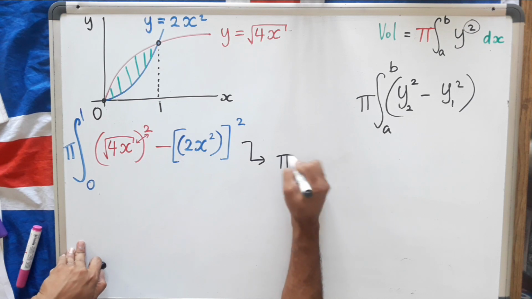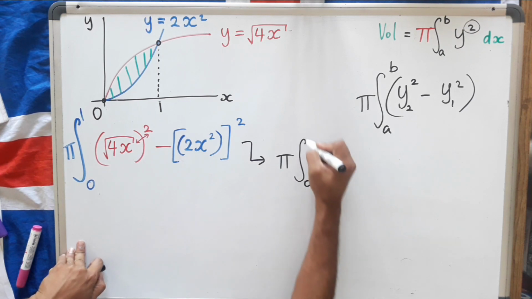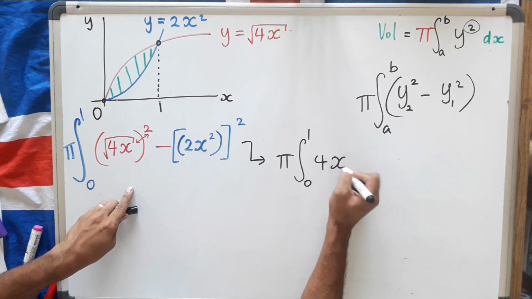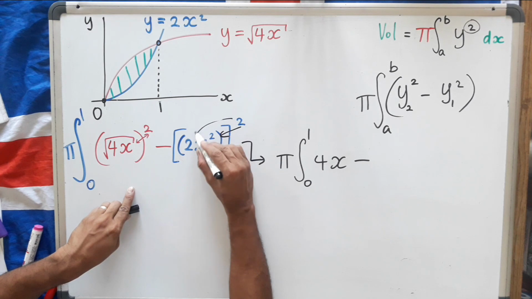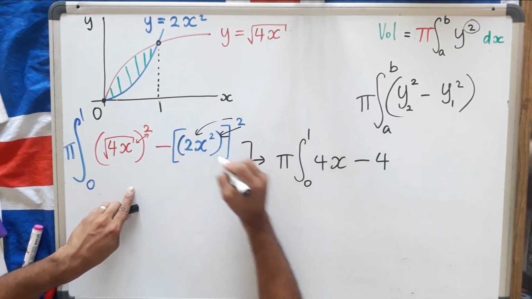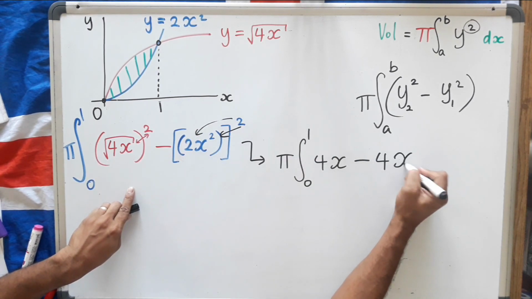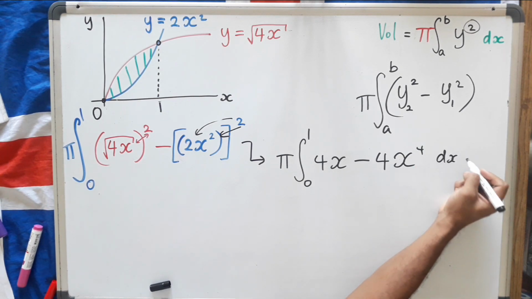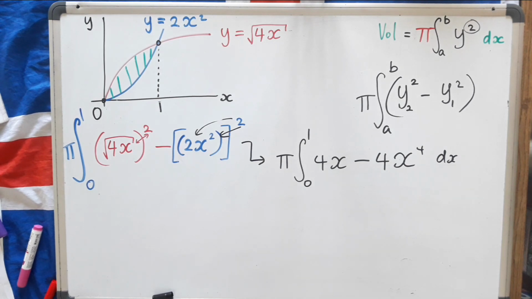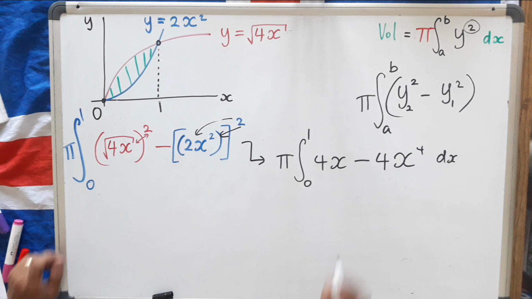So we're going to end up with pi integral 0 to 1 of 4x minus, everybody in these brackets gets squared. 2 squared is 4. X squared squared is x to the power 4. We just have to integrate this. So let's integrate and see what happens. This is really x to the power 1.